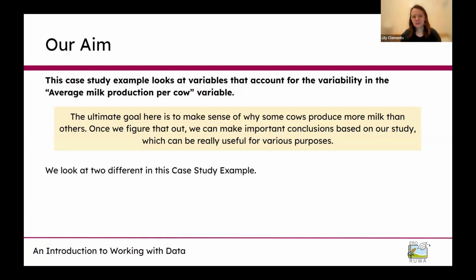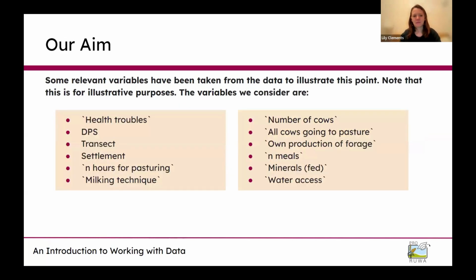We're going to look at 2 different parts in this case study example. We're going to look at about 12 variables, I think that is. But there are a lot of variables in the data. We've just taken these 12 from the data to illustrate our point. Note that all of this is for illustrative purposes, and there may be some variables in that data which really help account for this variability in the outcome.